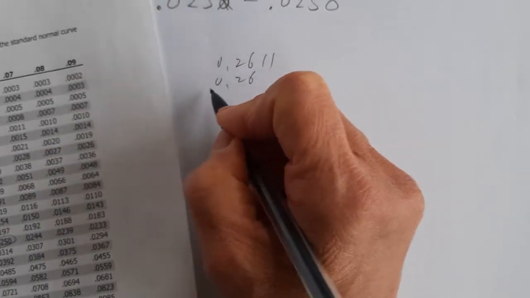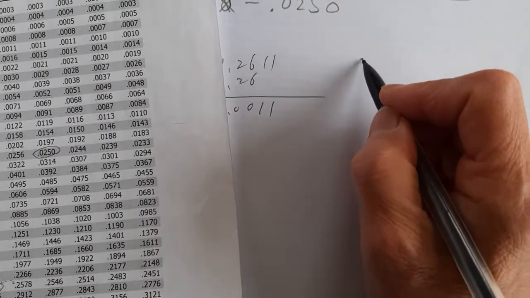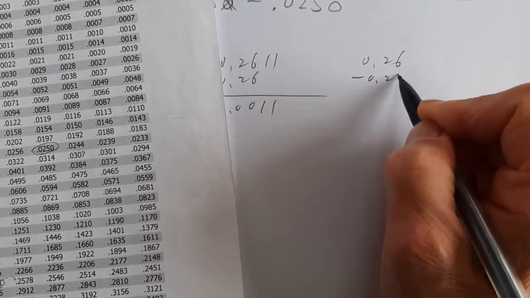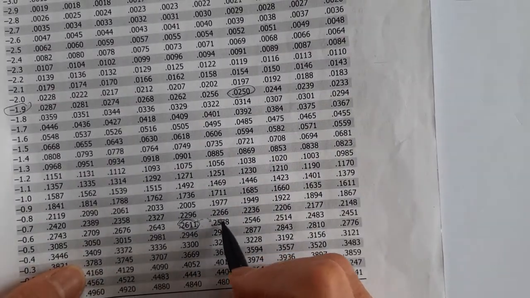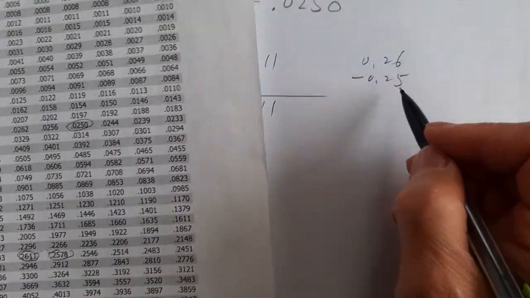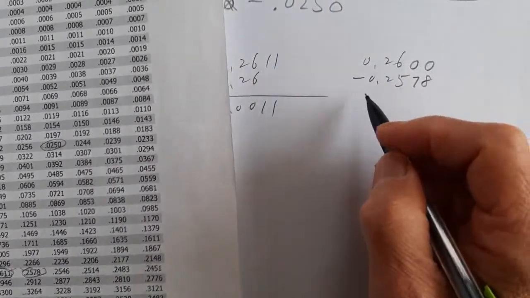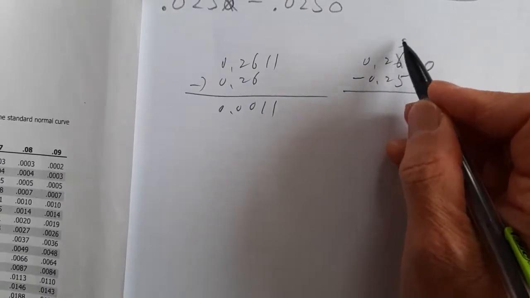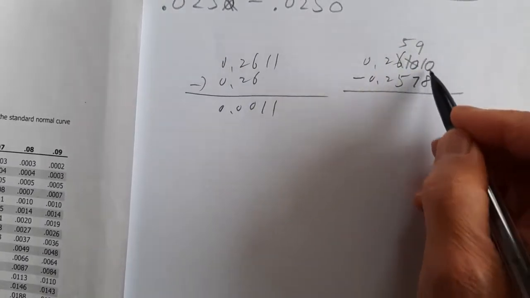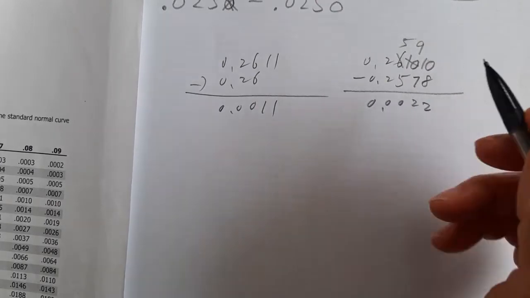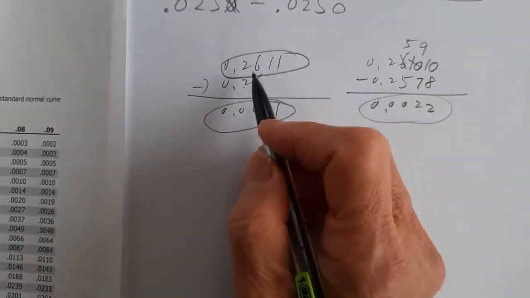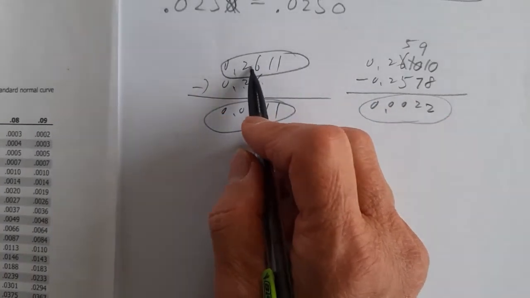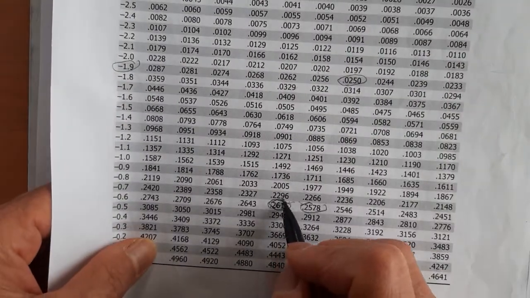0.2611 minus 0.26, the difference is 0.0011. And the other one, 0.26 minus 0.2578, you add two more zeros and subtract, borrowing, and you get 0.0022. So 0.26 is closer to 0.2611.